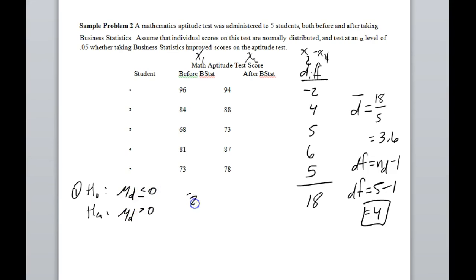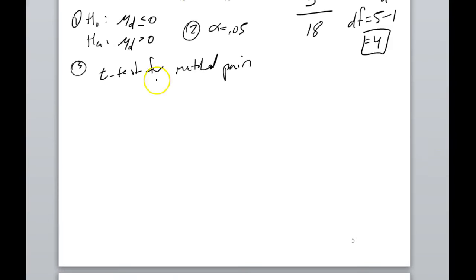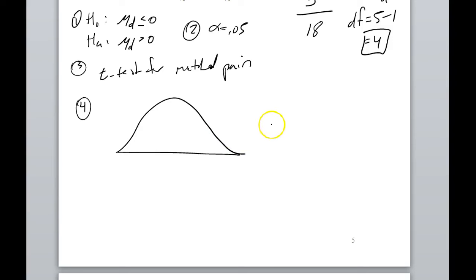Okay. What's our significance level? Alpha equal 0.05. What's the test statistic? We'll say t-test for matched pairs. Okay, and you guys can write out the t formula if you would like. Okay, and then the fourth thing is we establish our rejection region. Not bad right there, right?